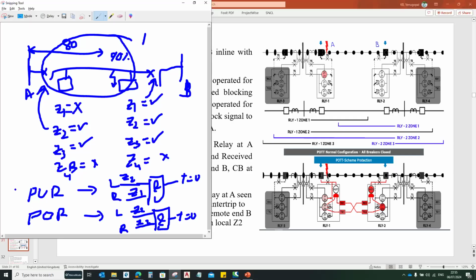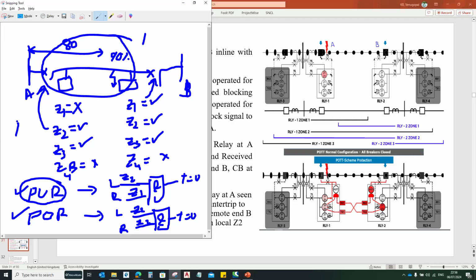Okay, so permissive underreach and permissive overreach will both be used in transmission lines to protect 100% of the protected line. Generally, in most cases in India, they select the permissive underreach scheme, because it gives 100% clear information that the fault is in the protected line.